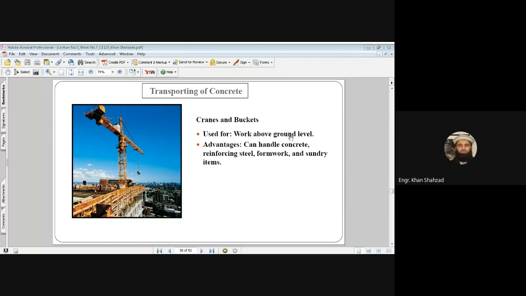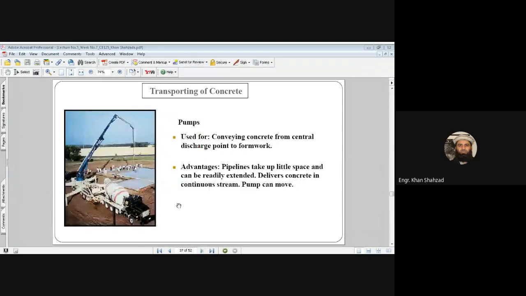It is used for work above the ground level. What are the advantages? It can handle the concrete. You can use it for taking reinforcing steel bars to the top stories, the formwork to the top stories, and the sundry items which are required for construction purposes. The pumps.